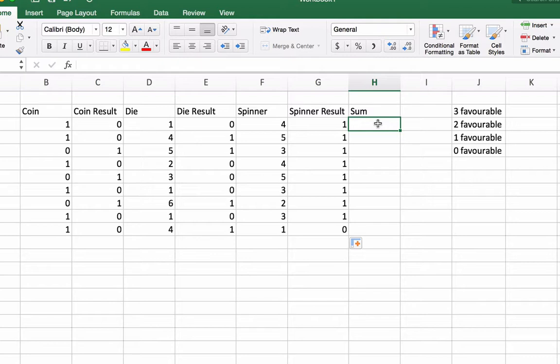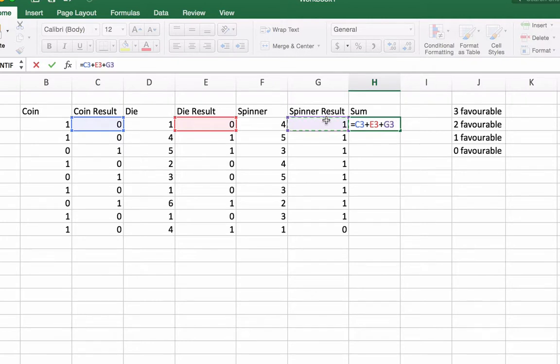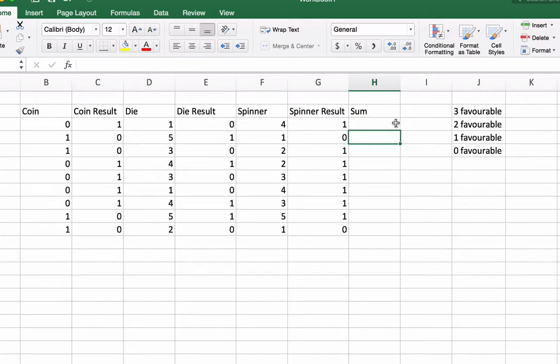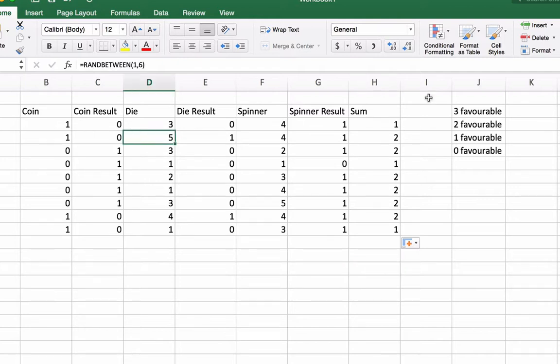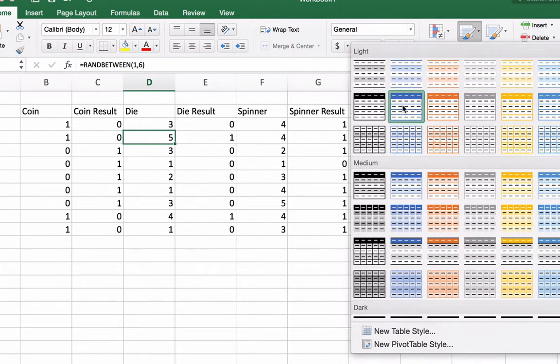So now what I'm going to do is see if we have 3 favorable outcomes, then our sum is going to be 3. So this is going to be equals the coin result plus the die result plus the spinner result. And see, we end up with 2. And I copy this down, and you'll see that in these number of trials, I did about 10 here, 9 or 10, and I got no, I didn't win once.